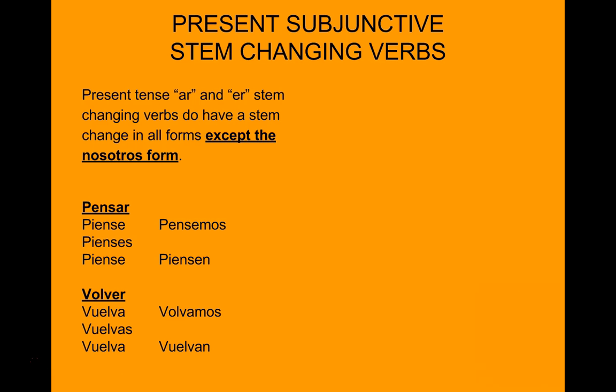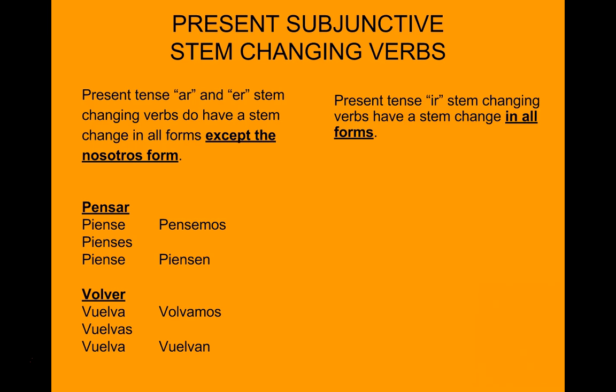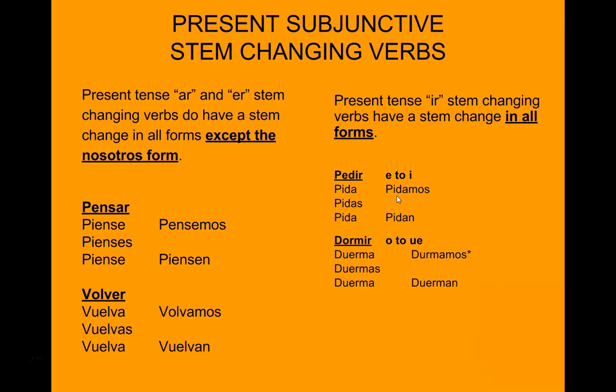IR verbs that are stem changers in the present tense are a little bit more complicated. They have a change in every single form, but it's not the same change. So E to I verbs, like pedir, change to an I in all forms. O to UE verbs, like dormir, change to a UE, because the yo form is duermo, in these forms, and in nosotros it has a change, but it's not the same change, it's just a U. Durmamos is the present tense subjunctive of dormir.